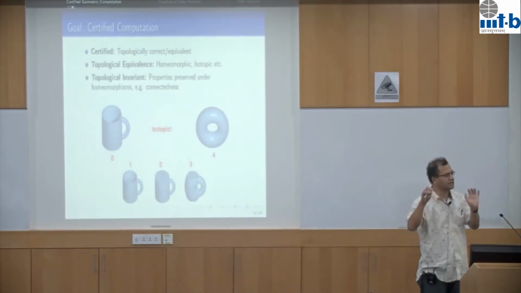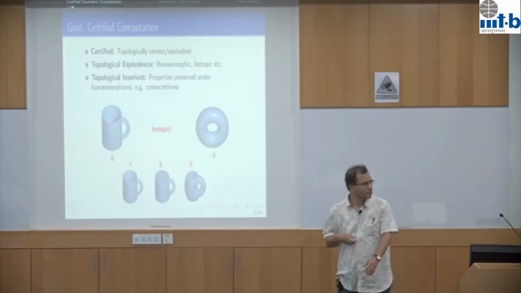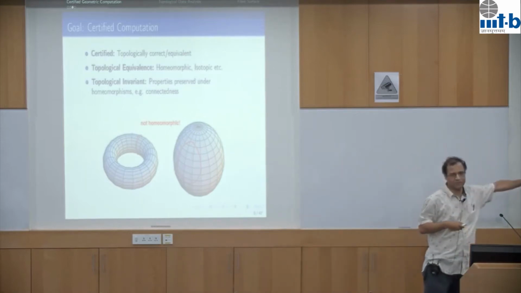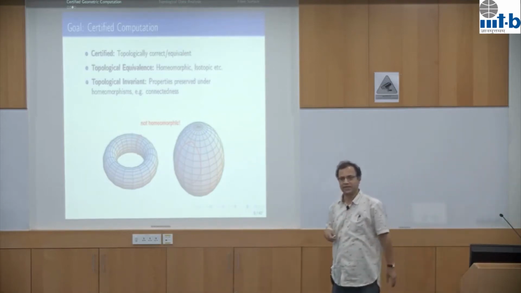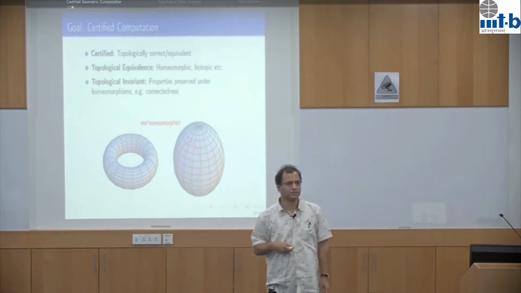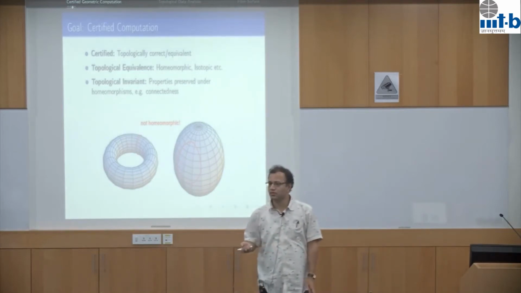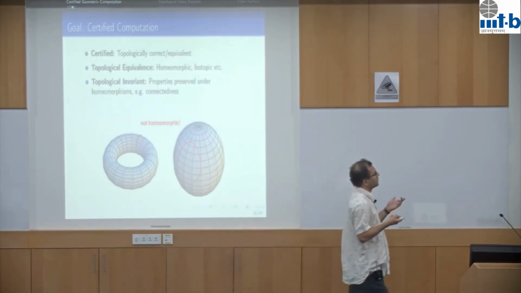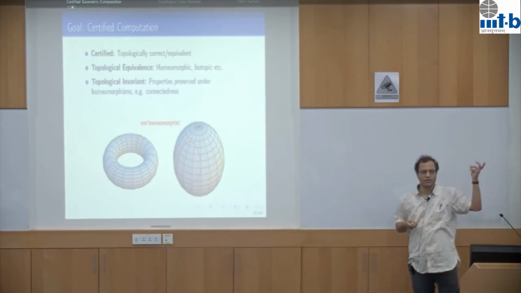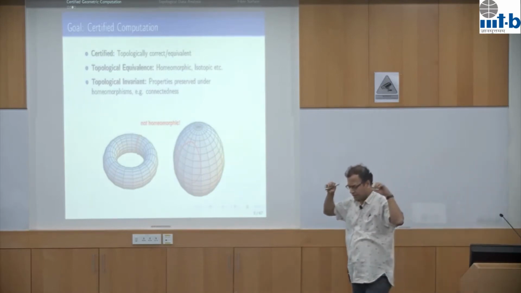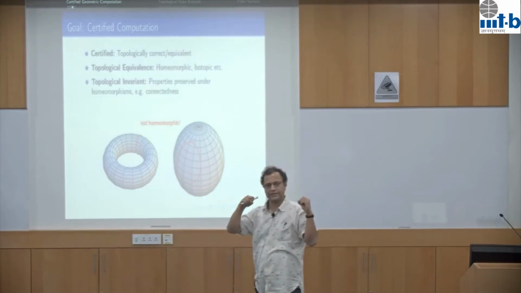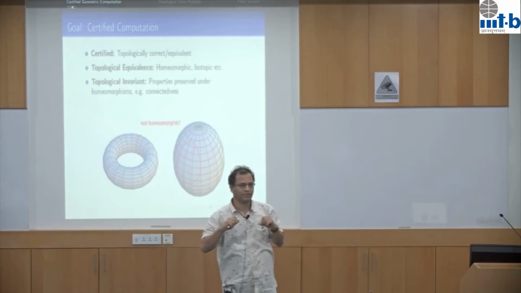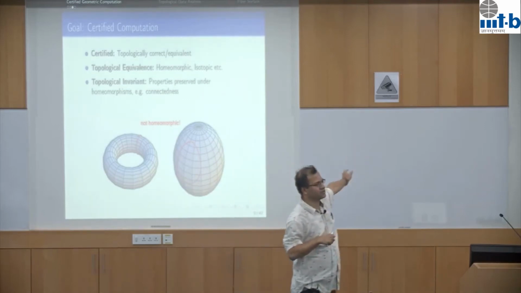When two shapes are isotopic, they are homeomorphic, not the other way around. For example, if you consider these two shapes, one is a torus and another is a sphere, they are not isotopic. Not being isotopic can be proved by computing some kind of topological invariant, because if two shapes are topologically equivalent, then certain properties remain preserved. Those are called topological invariants.